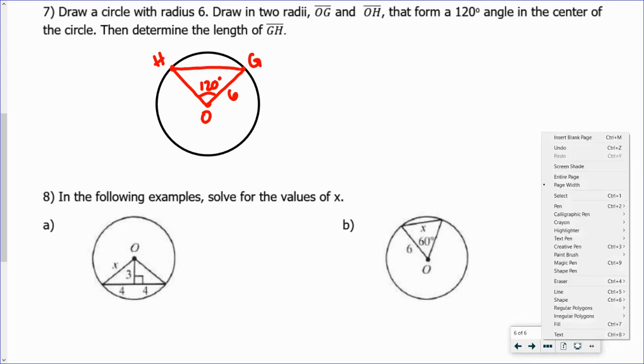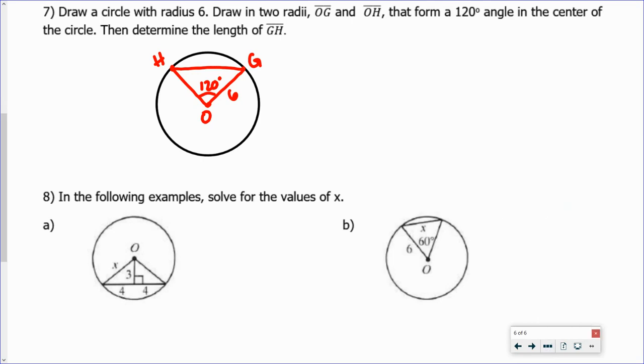Now I'm going to use a few things to my advantage that I understand here. First off, radii in a particular circle are all going to be congruent to each other. So in this case, if OG equals 6, then OH also has to equal 6. So all the radii in a given circle are going to be congruent to each other.